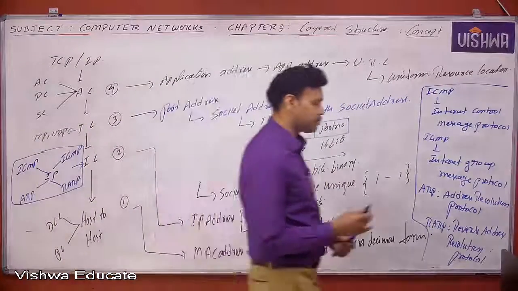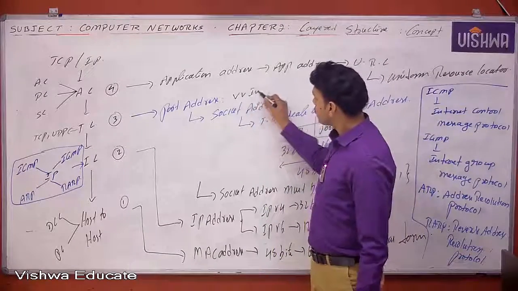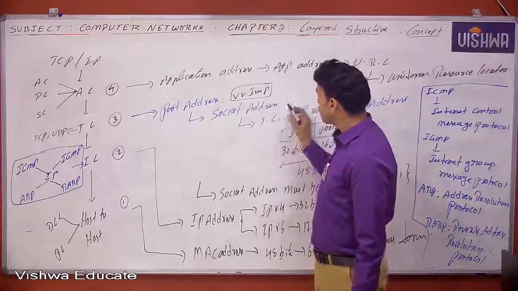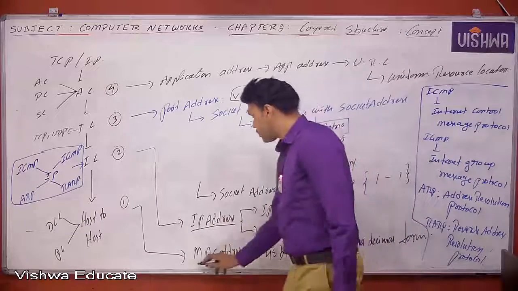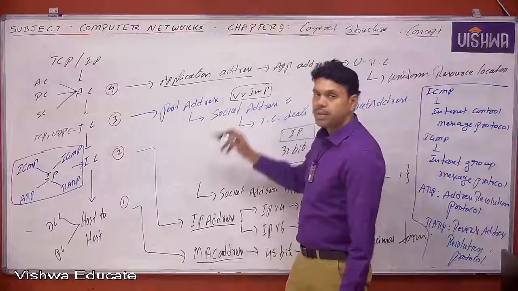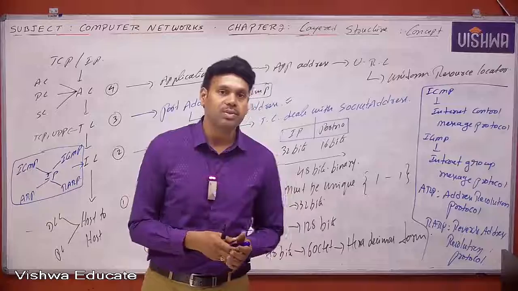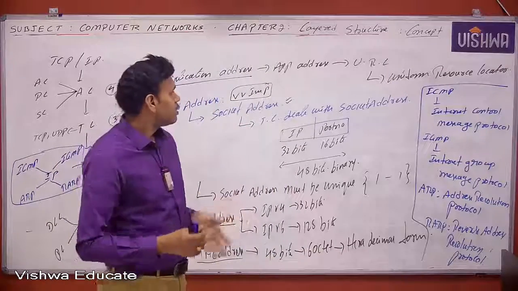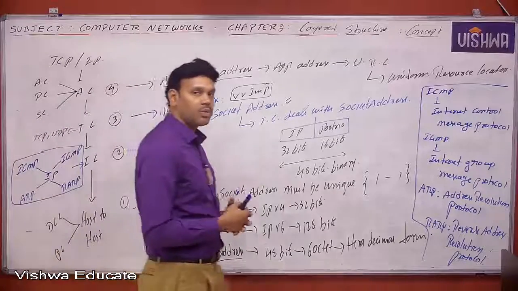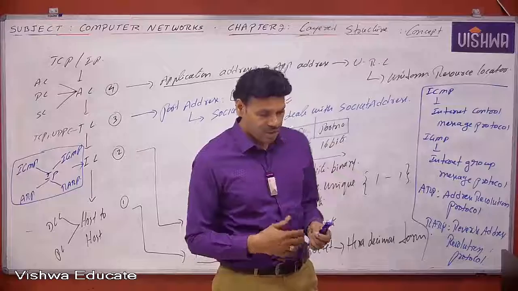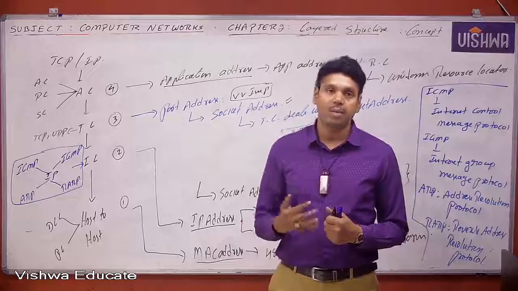Copy this, friends. This is very important: what is a port address, what is a socket address, what is an IP address, what is a MAC address, what is an application address. Well friends, this is the end of the layer structure. For the layer structure we discussed OSI as well as Transmission Control Protocol over IP, Internet Protocol. In the next session we will see about IP addressing and protocols.